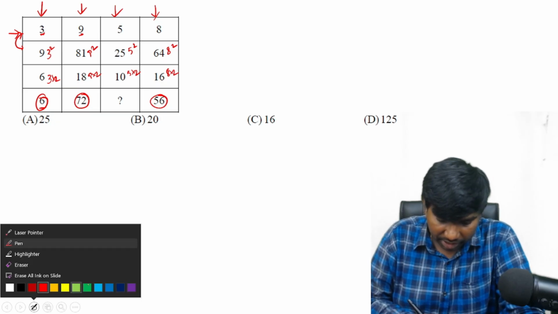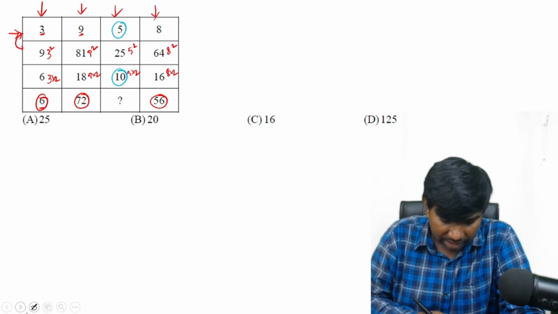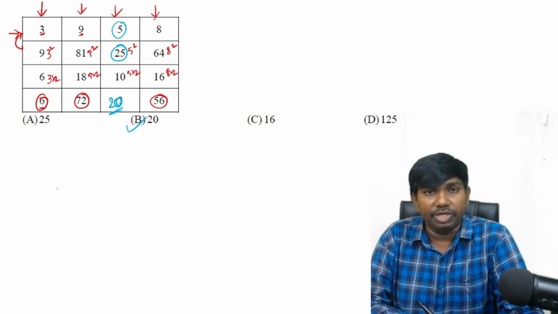Then do the same logic here. Apply the same logic here as well. 5 and 10 difference must be, sorry, first and second column only. 5 and 25 difference must be our answer, that is 20. So 20 is our answer. Option B is the answer.